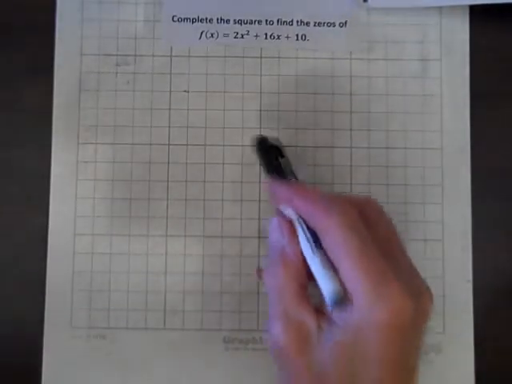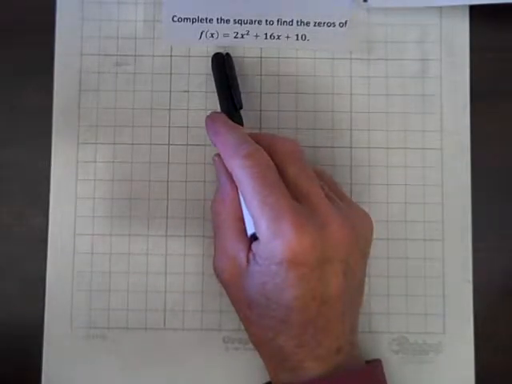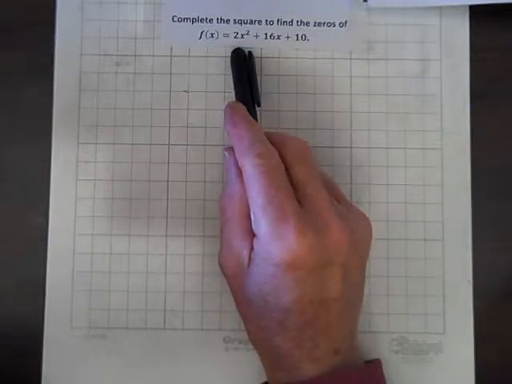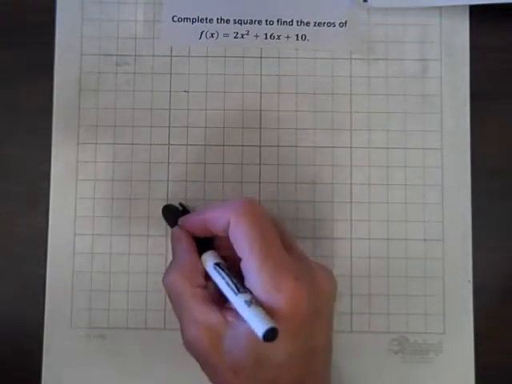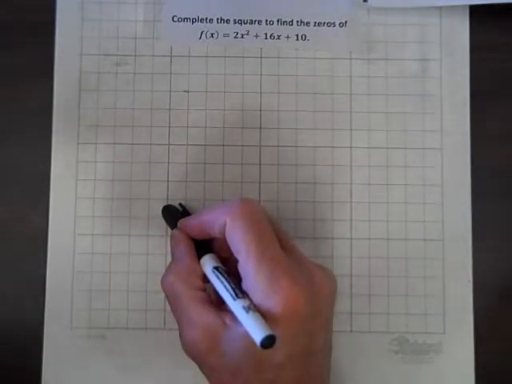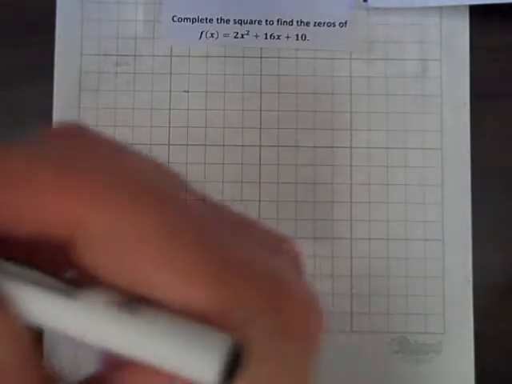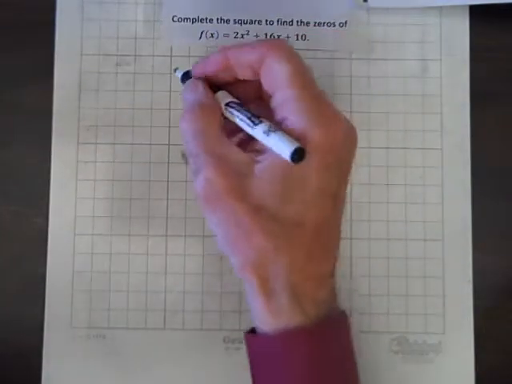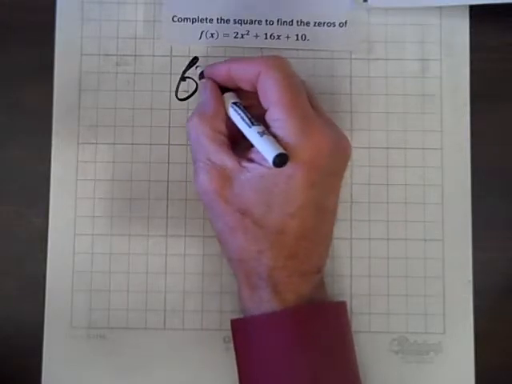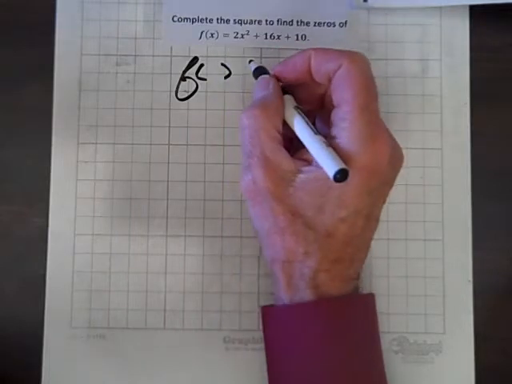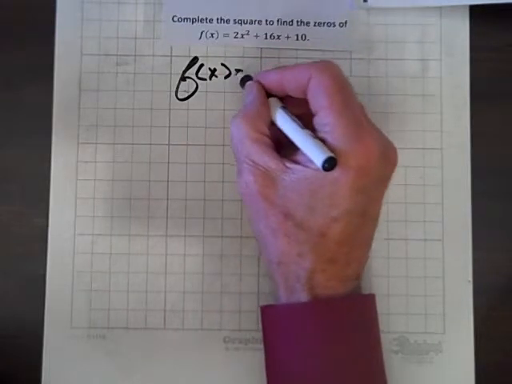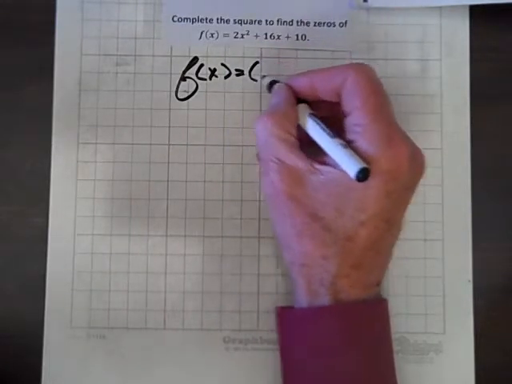Well, our task is to complete the square to find the zeros of f of x equals 2x squared plus 16x plus 10. But before we do that, let's talk about completing the square in general. So, when we're done, if we're going to complete the square for our purposes, then we want this form.